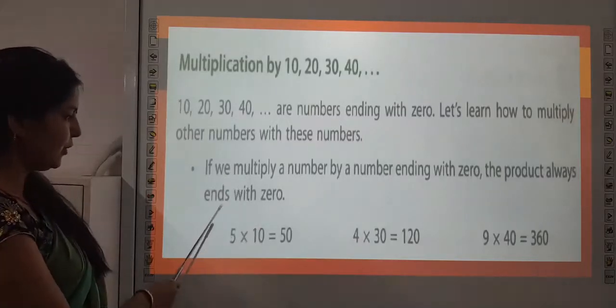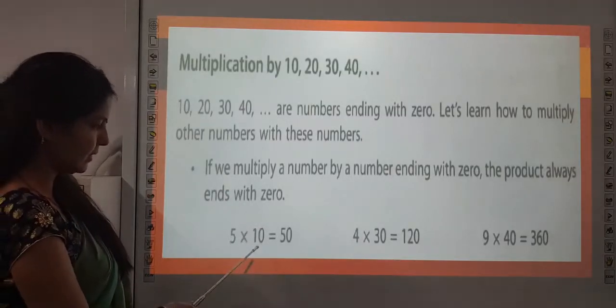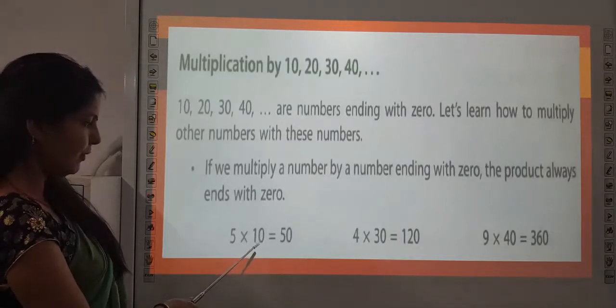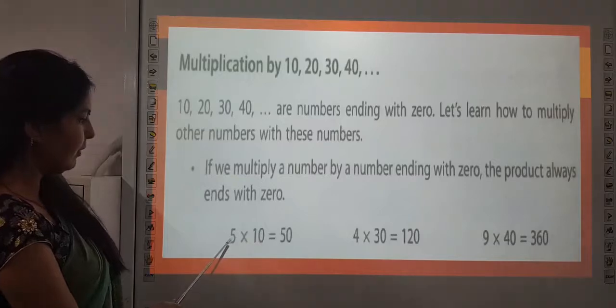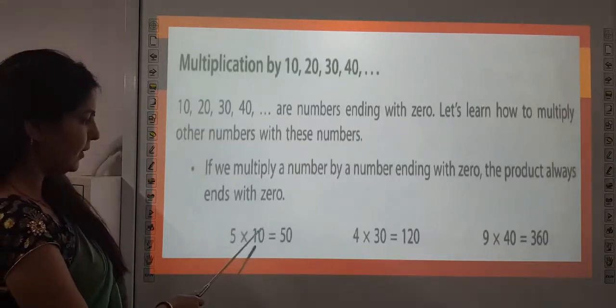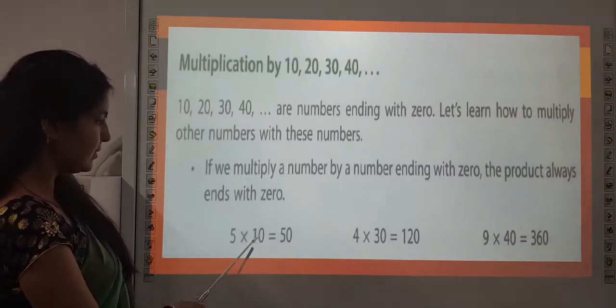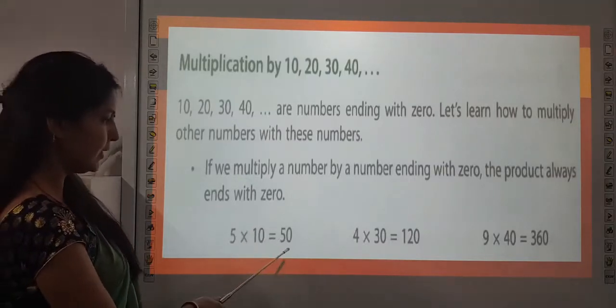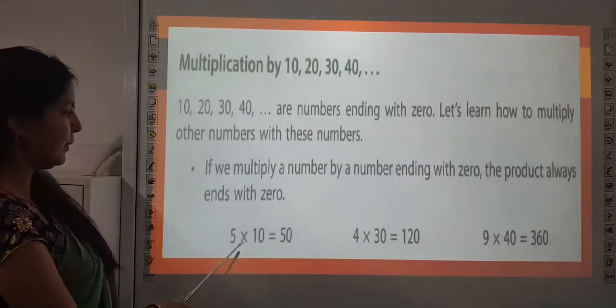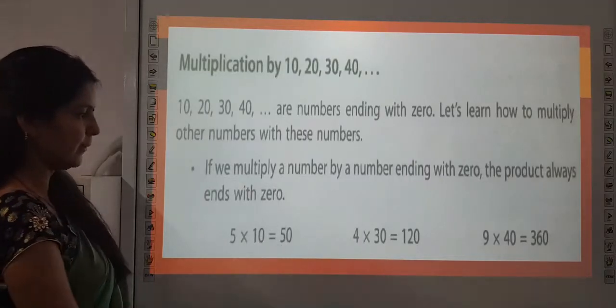Here we are going to multiply 5 by 10. You can see here 10 is ending with 0. So, we will ignore this 0 and we will multiply these two numbers. 5 multiplied by 1 will be 5. And the 0 we have to keep at ones place, it will be 50. So, 5 multiplied by 10 will be 50.